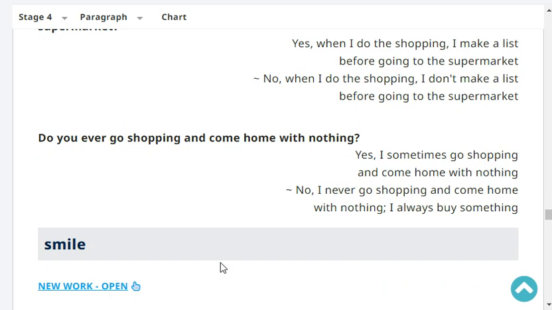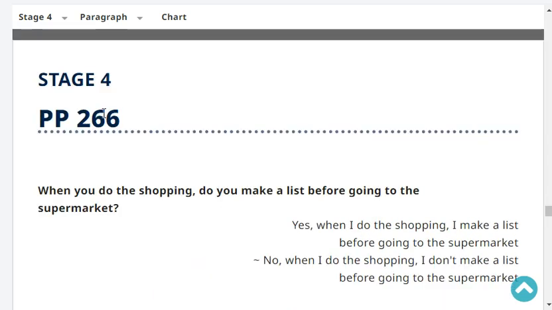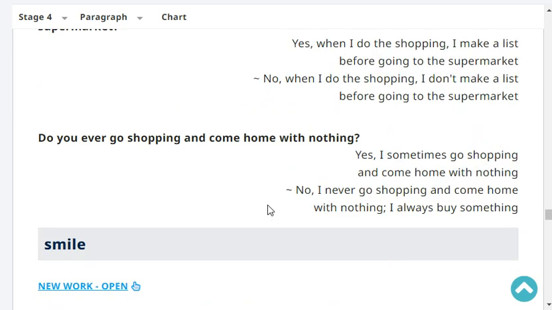Do you ever go shopping and come home with nothing? Yes or no? Yes, I sometimes go shopping and come home with nothing. Very good. Next, repeat.